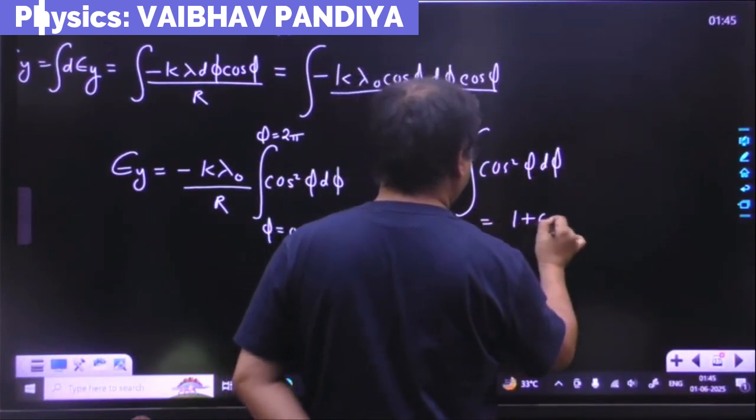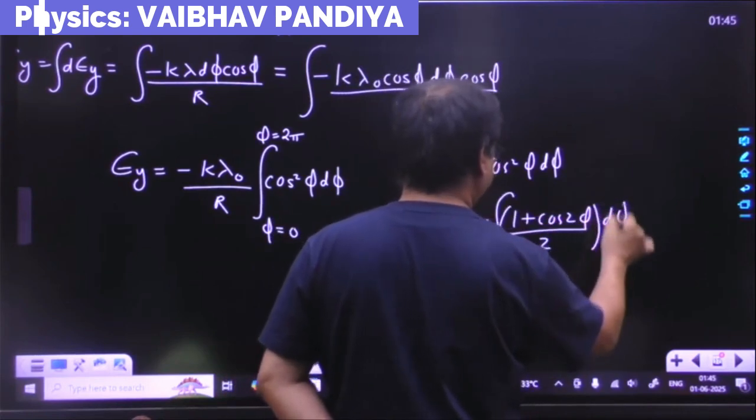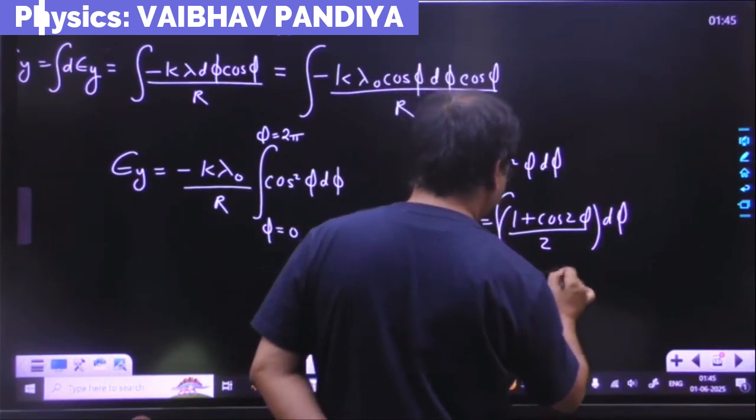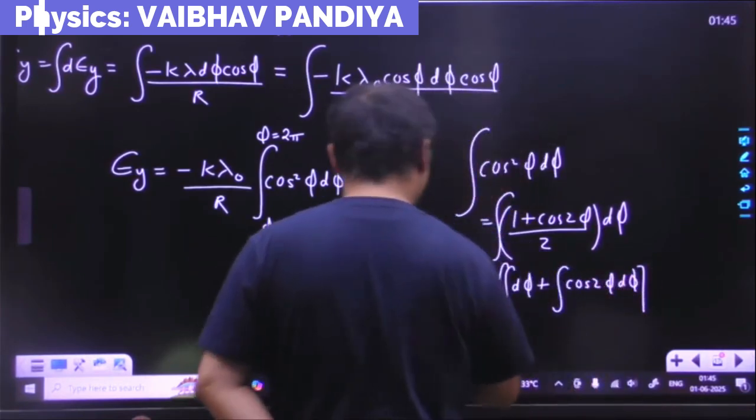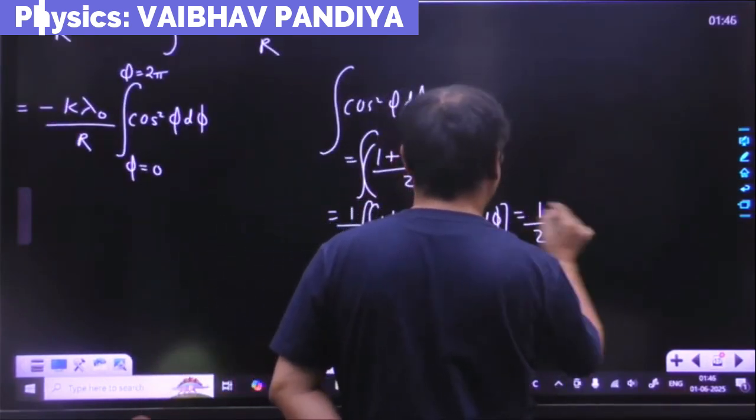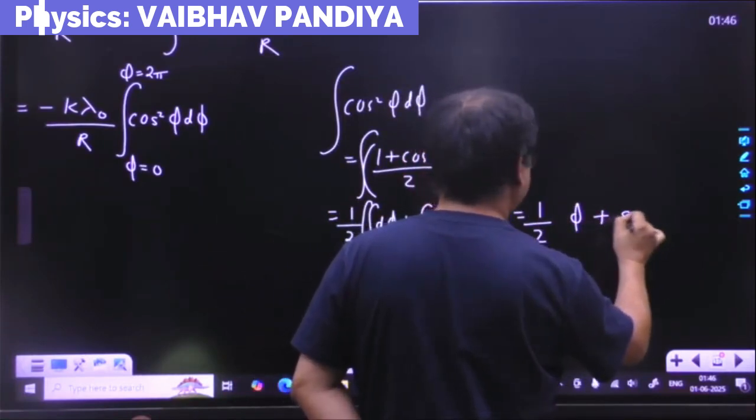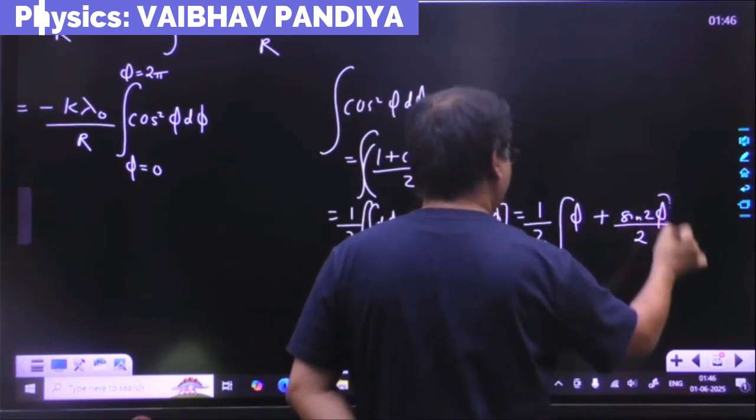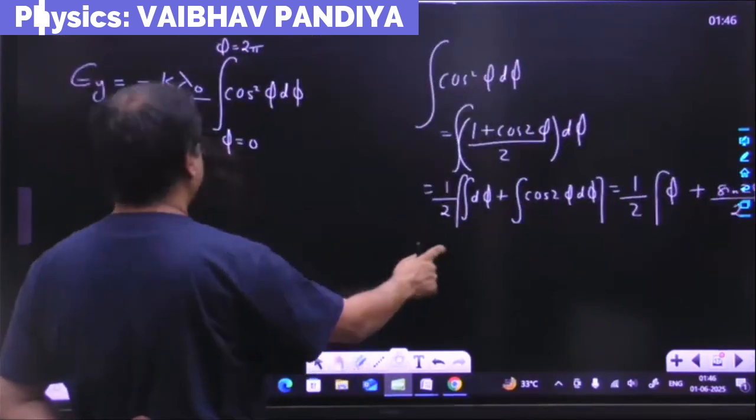So I can write it as (1 plus cos 2 phi) by 2 d phi. That is a basic trigonometric formula. So I'll get half d phi plus half cos 2 phi d phi, correct? You will get half, and the integral of d phi is phi, plus the integral of cos 2 phi is sine 2 phi, and we have to divide by the coefficient of phi, that is 2. Now you can put the limit phi 1 to phi 2.